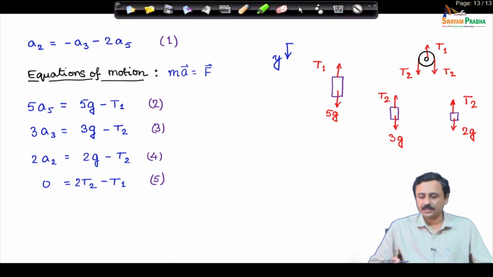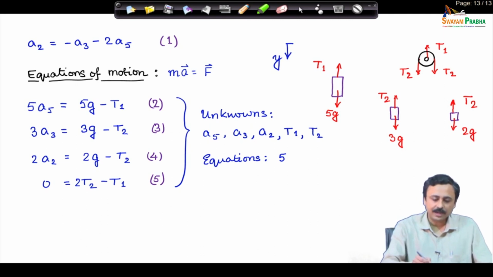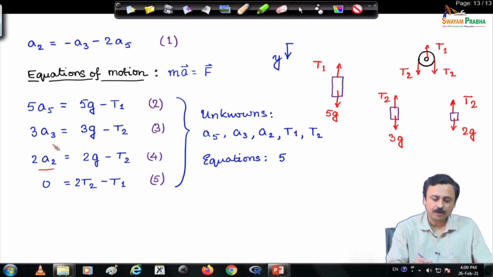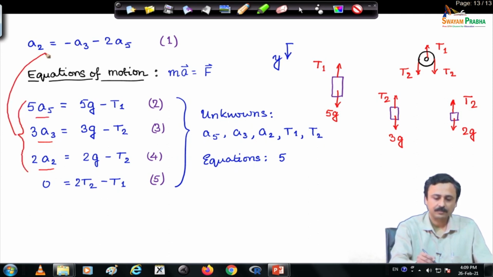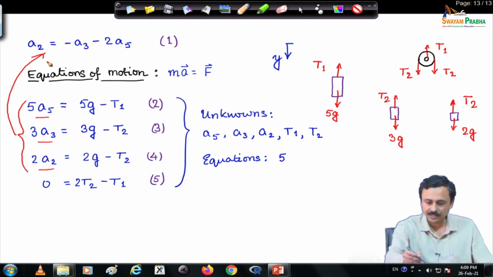What are the unknowns in this system? A2, A3, A5, T1, T2. So, there are 5 unknowns, and you can note here that there are 5 equations. One comes from the kinematics, the others come from the equations of motion. We have 5 unknowns and 5 equations, so we should be able to solve. The way I solve it is I determine A2 from here, A3 from here, A5 from here, and substitute in the kinematics relation 1. Let us see what happens.